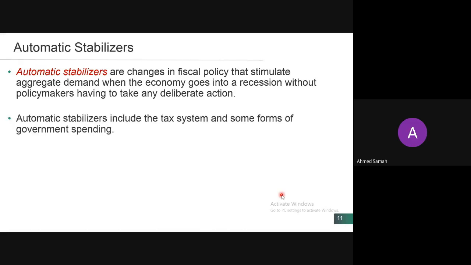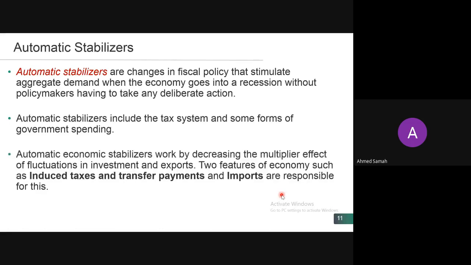So automatic stabilizers include the tax system and some forms of government spending, such as unemployment benefits. Automatic economic stabilizers work by decreasing the multiplier effect on fluctuations in investment and exports.